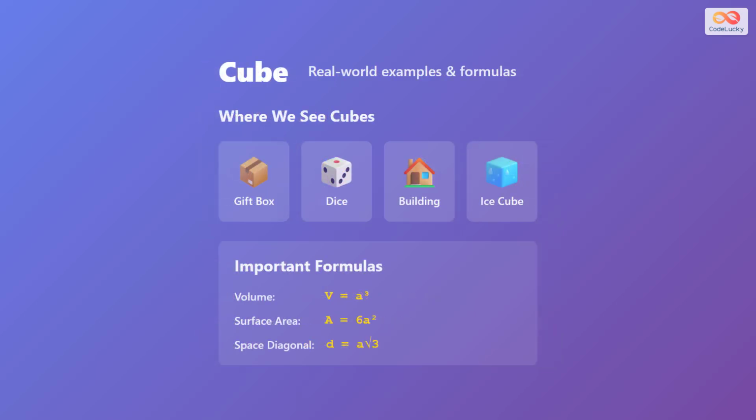Let us learn more about the cube. The volume of a cube is calculated by multiplying the length of one edge by itself 3 times, written as a cubed. The surface area is found by multiplying 6 times the length of one edge squared. Cubes are very important in mathematics and architecture. You can find cubes in building blocks, dice, sugar cubes, and in the design of many buildings and boxes used for storage and packaging.